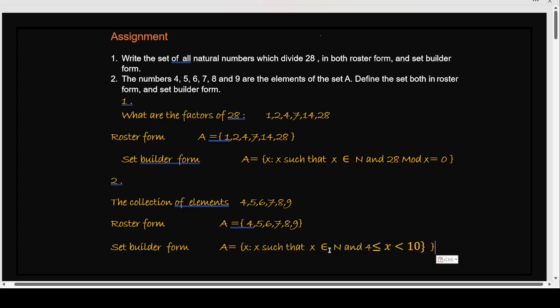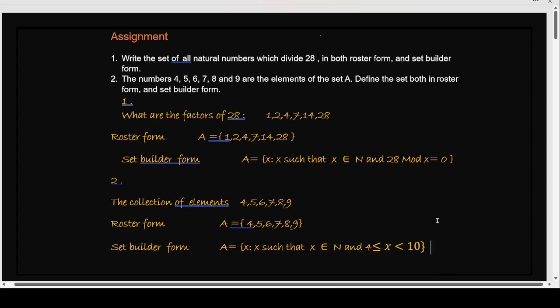{x : x belongs to N, natural numbers, and 4 is less than or equal to x, less than 10}. That means x lies between 4 and 10, where 4 is inclusive and 10 is not included, that means less than 10. So 4, 5, 6, 7, 8, 9 are the elements.